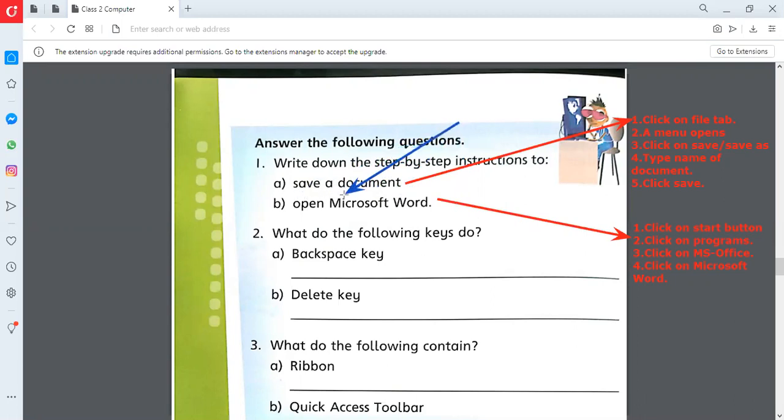And there is a second part of this question. What are the steps to open MS Word, or open Microsoft Word? The steps are written at this side. Everybody has to write this in the notebook. Take your time and try to write it without mistakes.